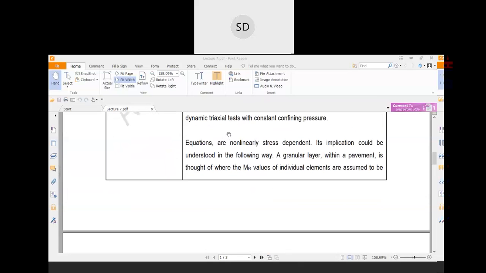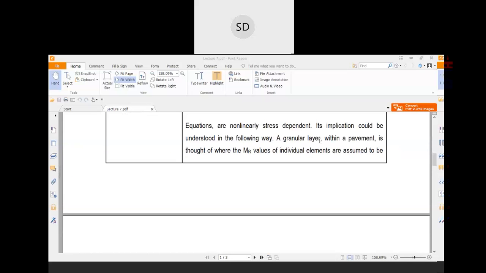Now these equations, whatever equations we have discussed and whatever other equations are there, are basically stress dependent, and the type of these equations is non-linear. They are not linearly related; they are non-linear with that MR value. That is, MR value and stress are related with a non-linear equation. Now its implication could be understood in the following way.